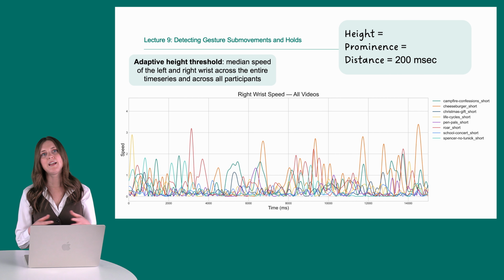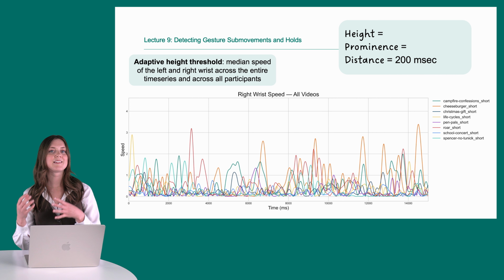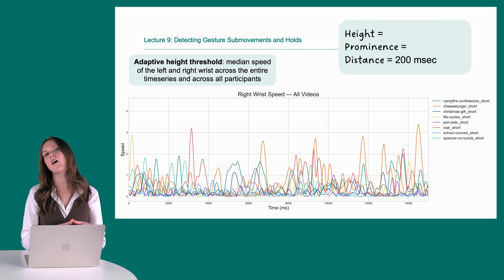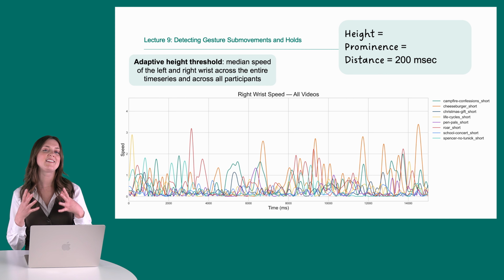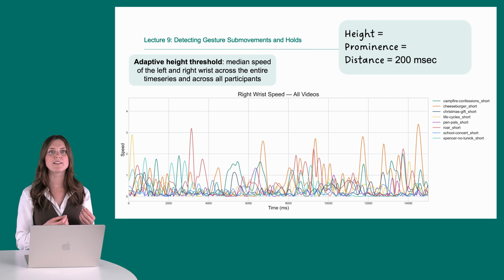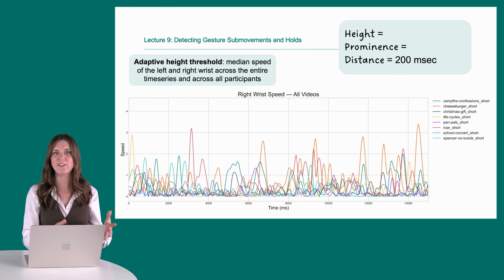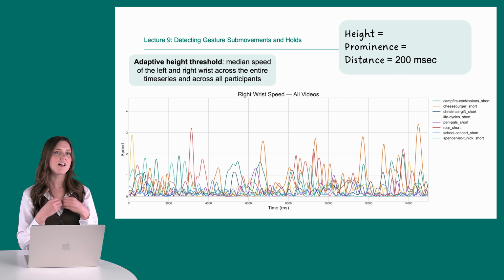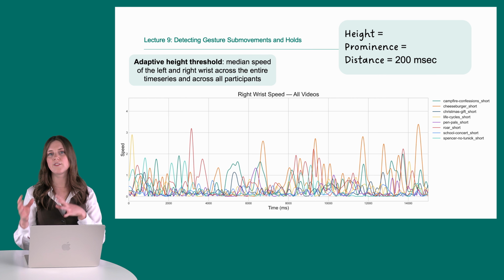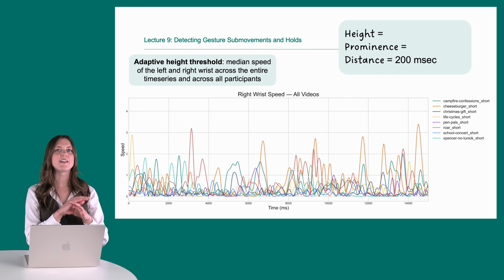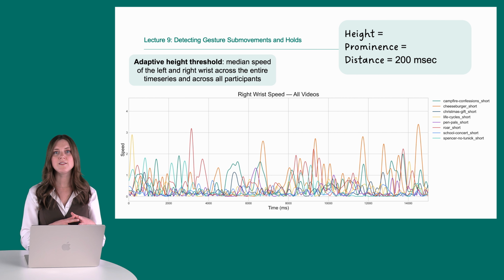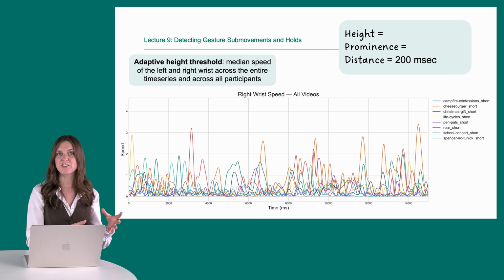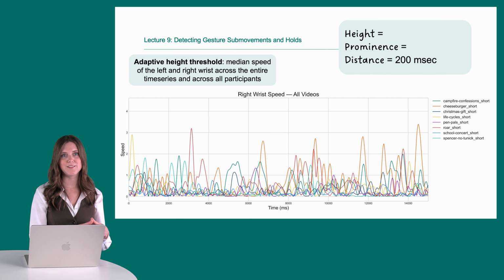As I said before, it's not possible to identify a single height threshold value that works for all data sets. Instead, we are going to use an adaptive threshold based on our data set that can easily be applied to other data sets as well. So we calculate the median speed of the left and right wrists across the entire time series and across all participants. This calculation includes moments when the participants are actively gesturing and when they're at rest.